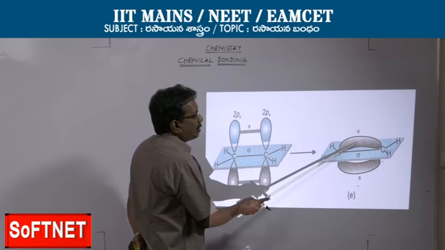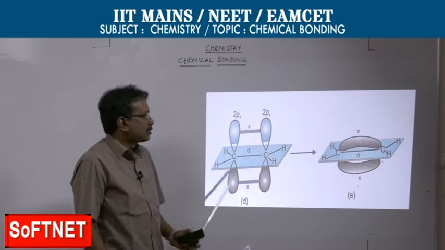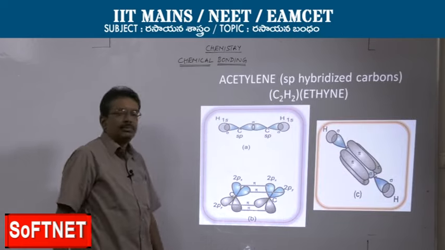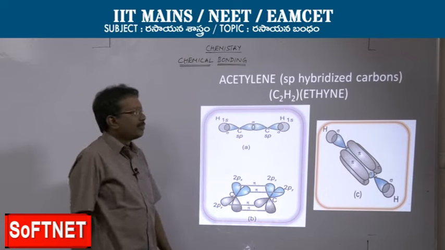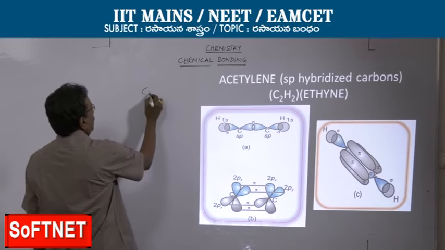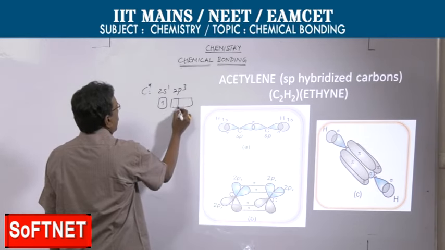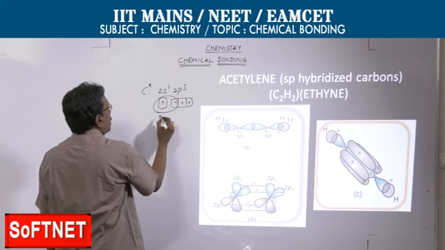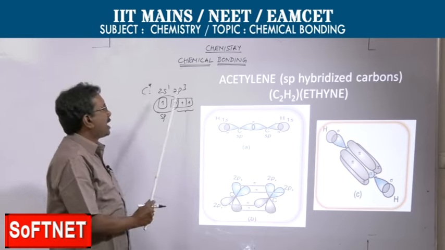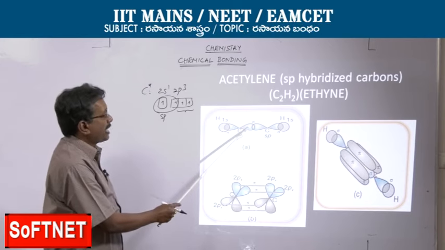Then what is the position of that pi bond? That pi bond is present above and below the molecular plane. So, this also you have to concentrate on. Now, if you observe one more example, the acetylene molecule with sp hybridized carbons, C2H2, IUPAC name is ethyne. Then this carbon's electronic configuration in the excited state is 2s1 2p3. Now, in sp hybridization, these two are called unhybridized orbitals.